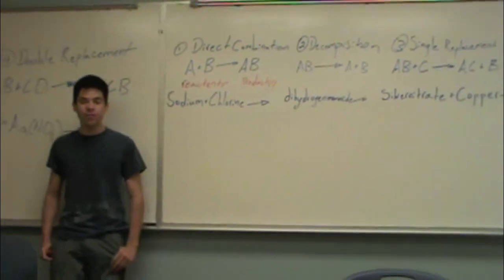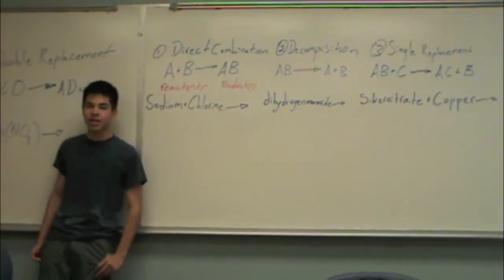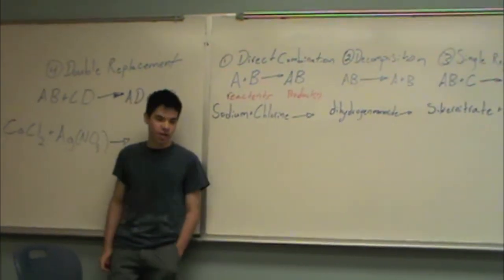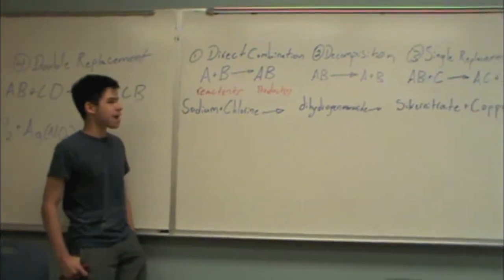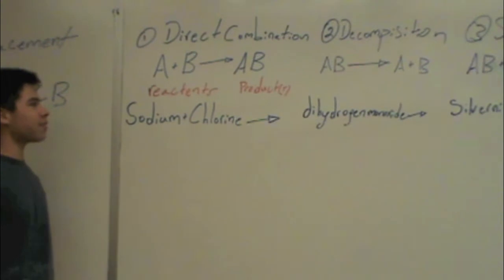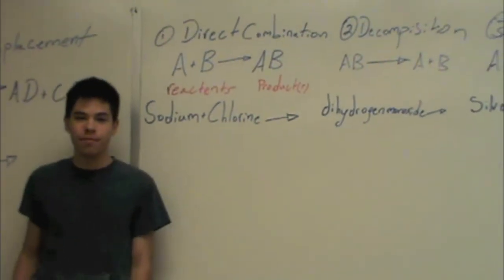Today we're going to talk about the four main types of chemical reactions. The four main types of chemical reactions are direct combination, decomposition, single replacement, and double replacement or displacement reactions. We're starting with direct combination, which basically says you can add two separate elements to yield one new compound.